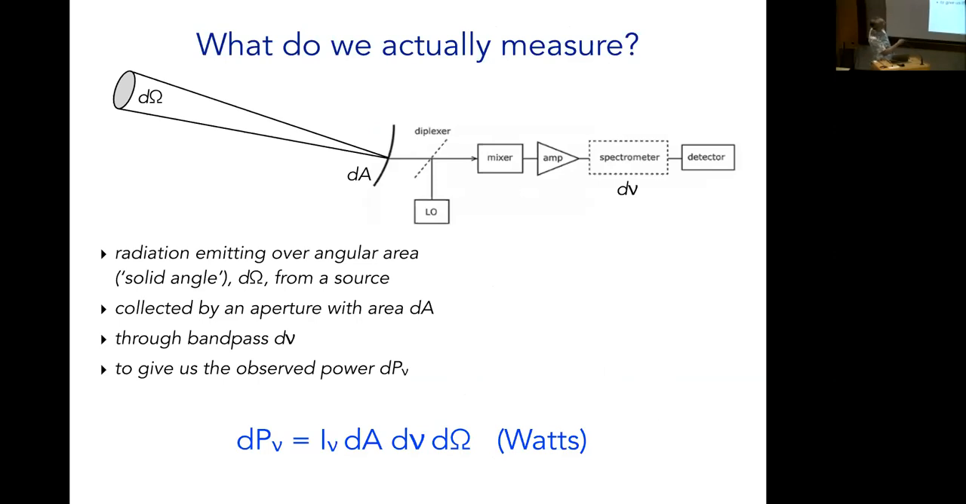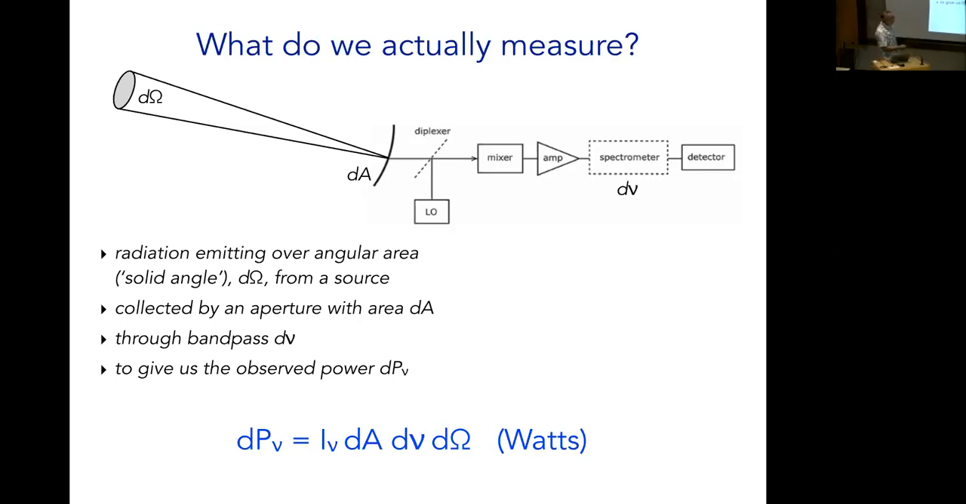But if we go back to the science and say, well, okay, what are we actually measuring? Then we've got our source, it's emitting radiation, and we've got our antenna and all the back end here. We have a finite resolution on our source. So we measure our radiation over some area, an angular area, d omega, and we collect it with an aperture A, and we also filter it through with our spectrometer over some bandpass d nu to measure a power dP.